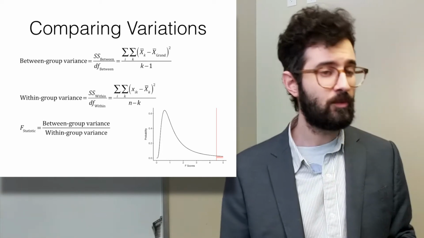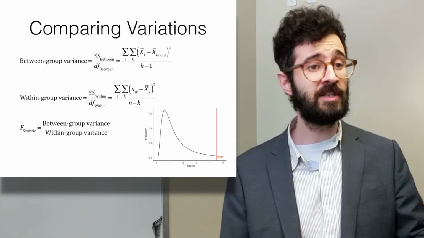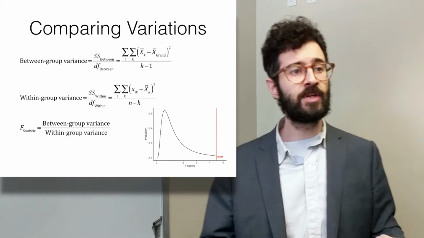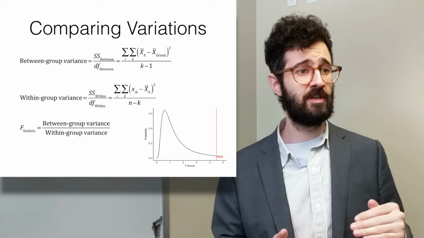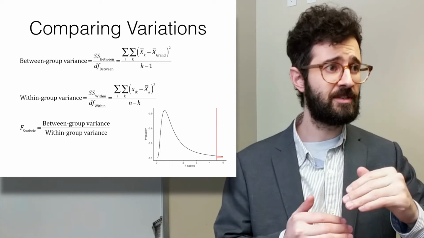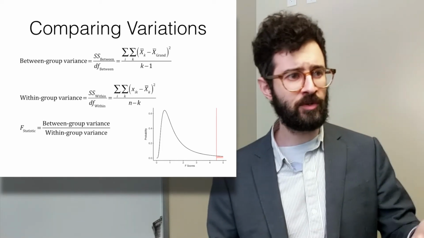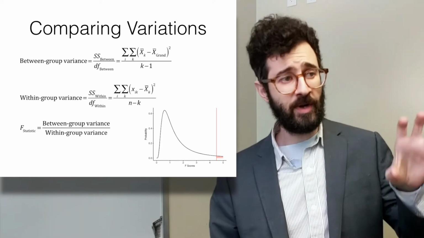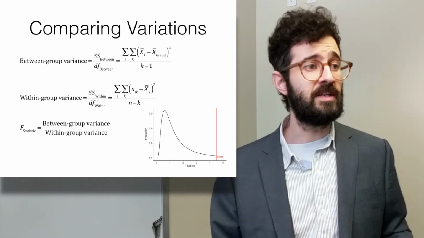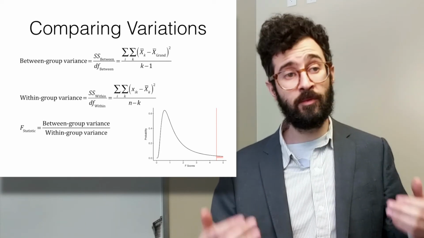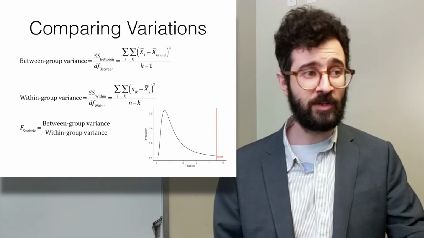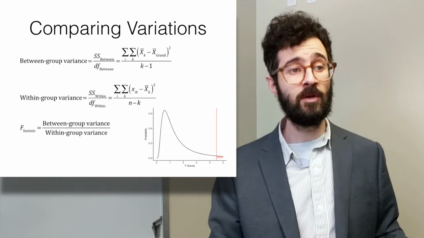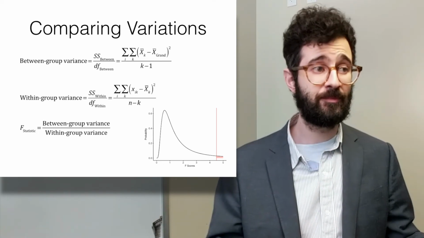Formally, we can calculate the within group variation and the between group variation using these two formulas. And we can compare these two forms of variation. If we create a ratio, for instance, if we take the between group variation and divide it by the within group variation, we get a ratio. If that ratio is very large, then this tells us that the between group variation is very large compared to the within group variation, or in other words, the groups are different.